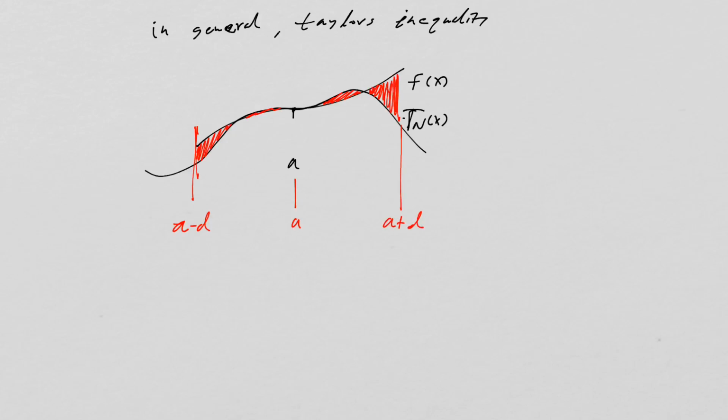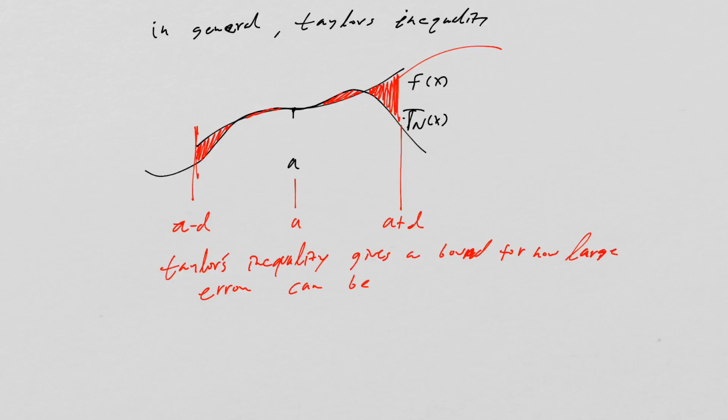What we want to do is make that error as small as possible. So what Taylor's inequality does is it basically gives a bound for how large the error can be between Tn and f on a domain. Okay, so that's just the general principle behind this.